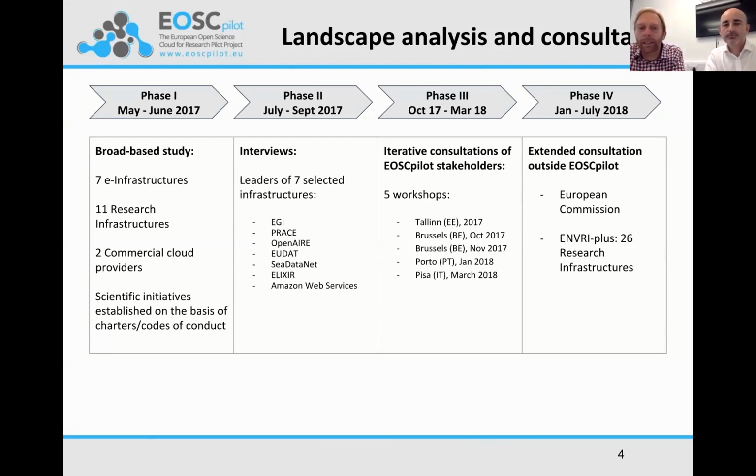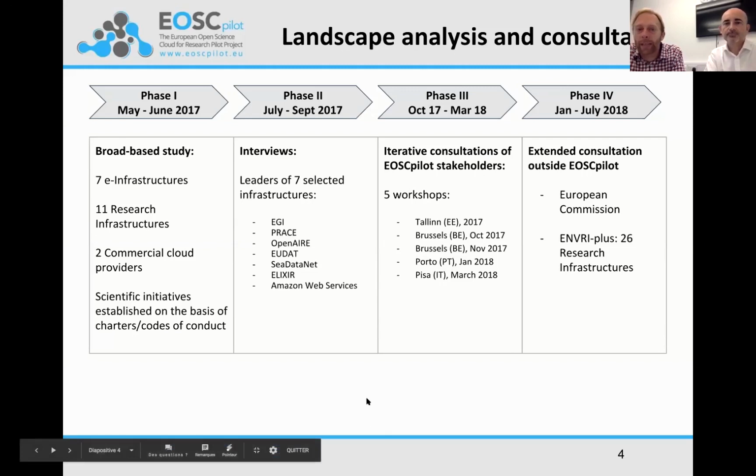So we divided this work into several phases. Phase 1, which I'll come back to in more detail in my next slide, was really to start by looking at existing e-infrastructures, existing domain-specific research infrastructures. It was also looking at some commercial cloud providers as well, because we think it's important not just to make sure that the rules work for the e-infrastructures and domain-specific research infrastructures like S3s, but also to have space for commercial providers as well. And then we looked at some of the other initiatives that are set up on the back of principles and charters as well, so more community-driven initiatives.